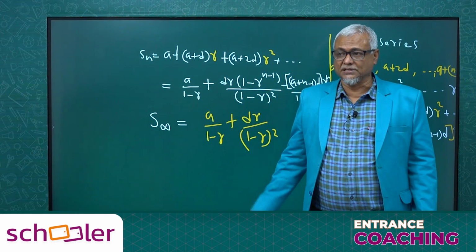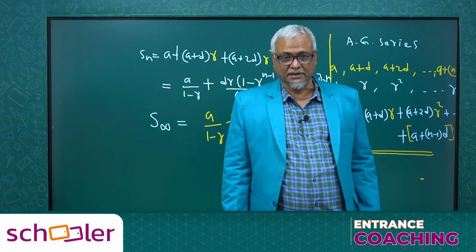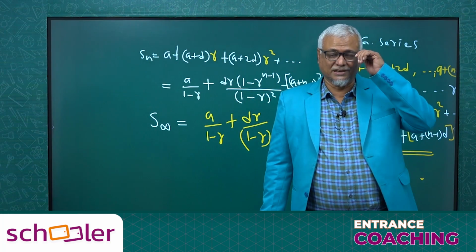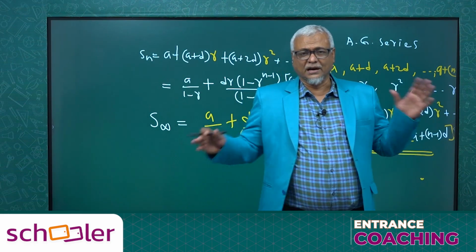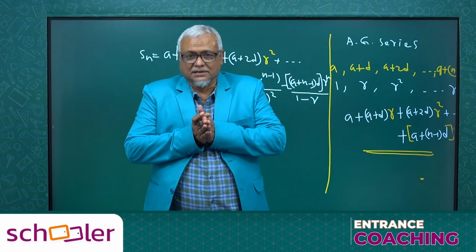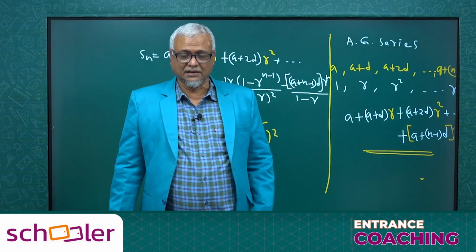What about infinite terms? The sum to infinite terms of an AG series is a by (1 minus r) plus dr by (1 minus r) whole squared. Dr means d into r. Now we are going to discuss some past engineering entrance examination questions from this section.